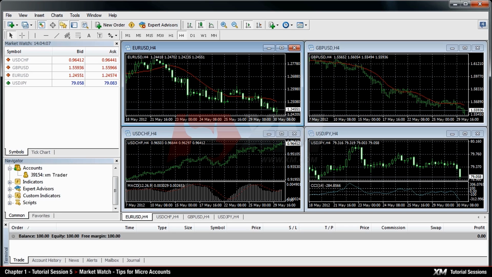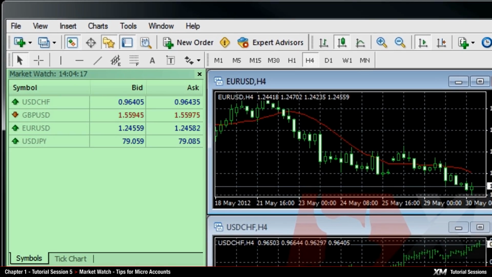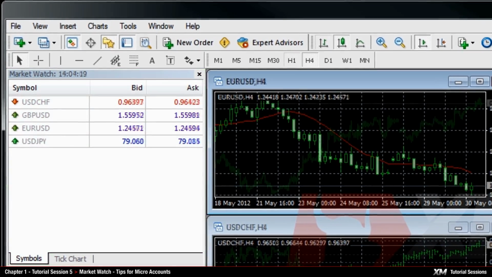Chapter 1. Market Watch. Tips for Micro Accounts. This tutorial is dedicated for micro trading account holders. You can see the Market Watch window at the top left side of the application.